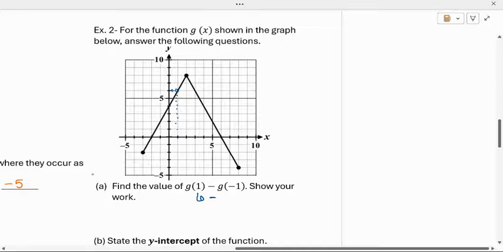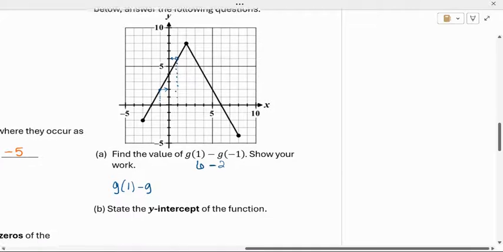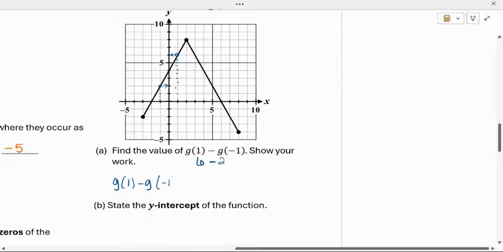Minus g of -1. So what is your output when x is -1? When x is -1, I hit the point right here, and what does that equate to on the y-axis? What's my output? 2. So g of 1 minus g of -1 equals whatever 6 minus 2 is. So what's 6 take away 2? It's 4.